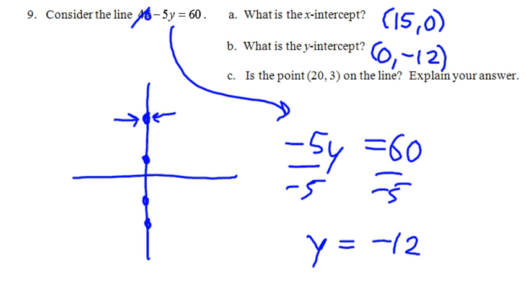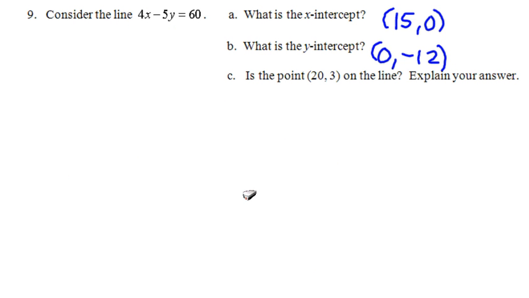And finally is part C. So here's a hint for part C. If this point, (20, 3), really is on this line, then what should be true about the equation and these numbers? Think about that. Press pause, try it out, come back.